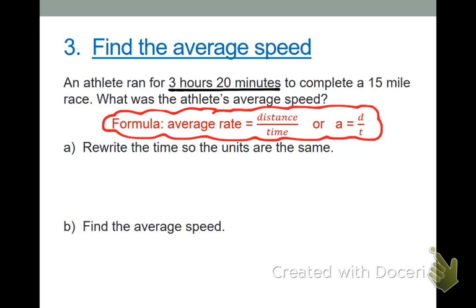It says 3 hours and 20 minutes. Are my units the same, yes or no? No, they're not. One of them says hours, the other one says minutes. So right now our goal, in my instructions, it says rewrite the time so the units are the same. I have to turn my bigger unit into a smaller unit. Which one is the smaller unit? Minutes. So I have to change my 3 hours into minutes.